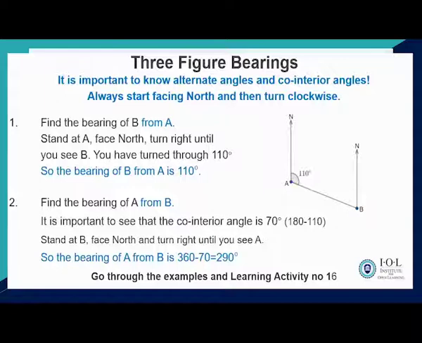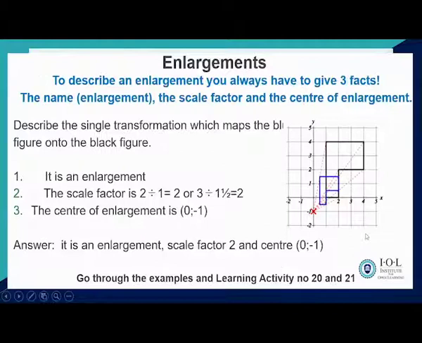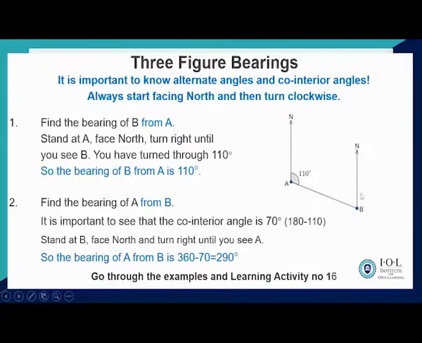So the next one, find the bearing of A from B. What's my key? From B. Go and stand at B. So then you face north. And how do I turn? I turn all the way to the right. Here I'm standing at B, facing north, and I turn and turn and turn until I see A, only there. So there I turn all the way.